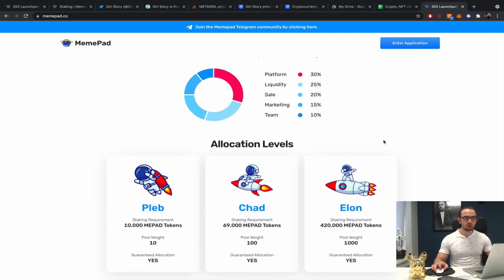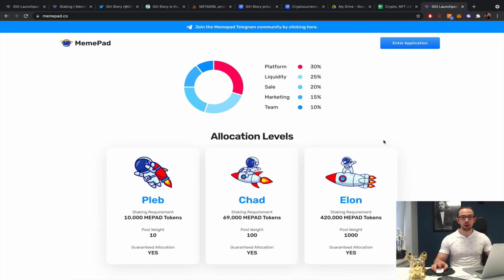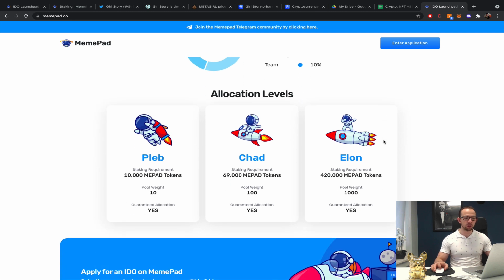First of all, to be able to participate in IDOs on memepad.co, you need to stake the Memepad token. This can be done on different levels: the Pleb level, the Chad level, and the Elon level. For the Pleb level, you need 10,000 MEPAD tokens. For the Chad level, you need 69,000 MEPAD tokens. And for the Elon level, you need 420,000 MEPAD tokens. I'm currently on the Chad level.